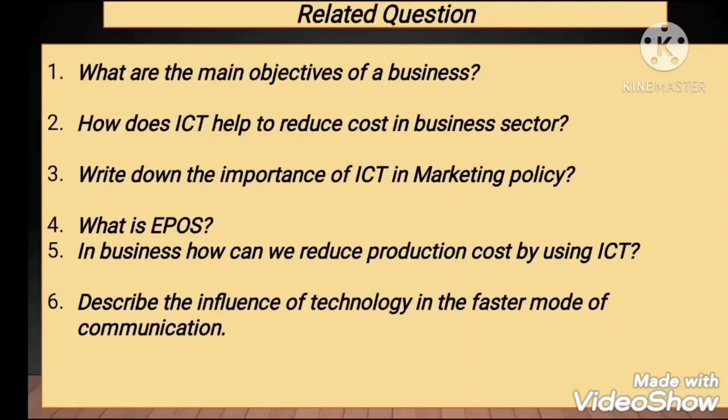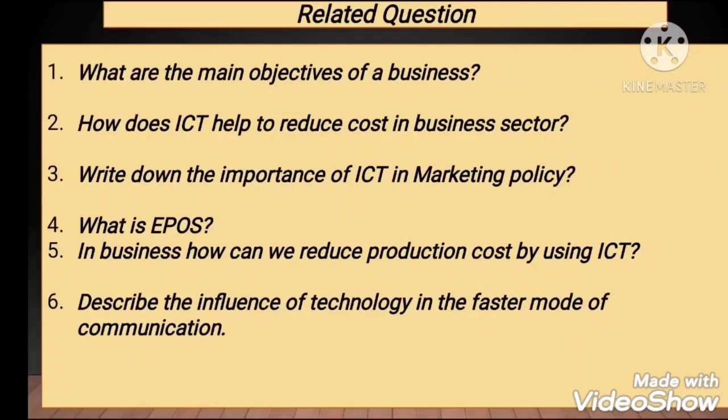Then come to question number 3. Write down the importance of ICT in marketing policy. In this question, similarly, you will write an introduction and conclusion, and in the middle you will write the importance. In your textbook, they tell some of the strategies of marketing, so you can write these strategies. There are 4 points. Question number 4 is a very short question. What is EPOS? That is electronic point of sale. And after that you can write where we are using it.